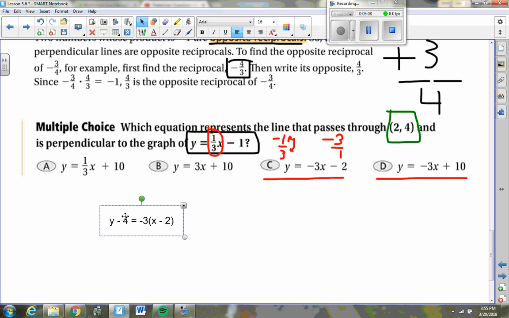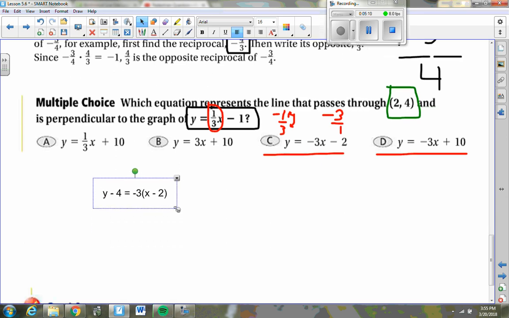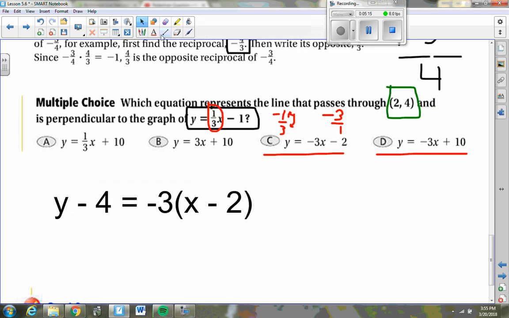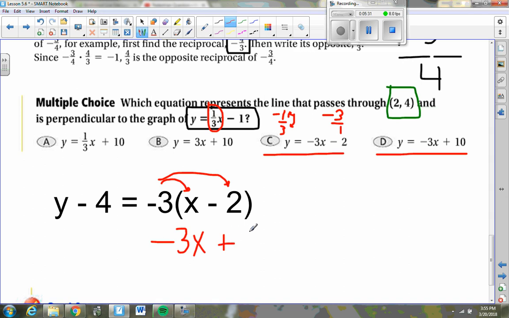In your homework, I'm totally okay with this form of a linear equation right here. But in this case, for the multiple choice problem, I have to use the distributive property to get rid of these parentheses. So I multiply negative 3 by x, giving negative 3x, and I multiply negative 3 by negative 2, which gives me positive 6. And then this side says y minus 4.